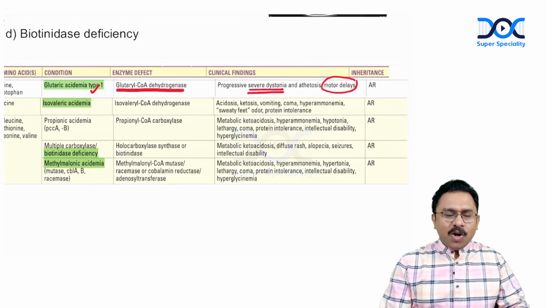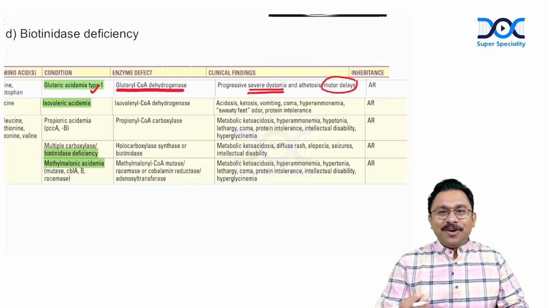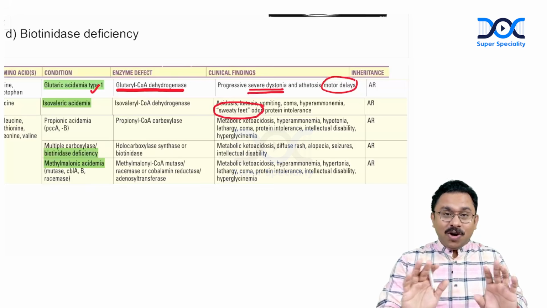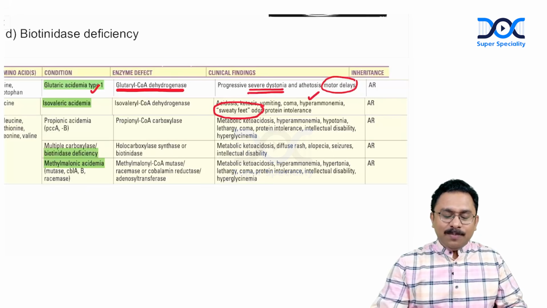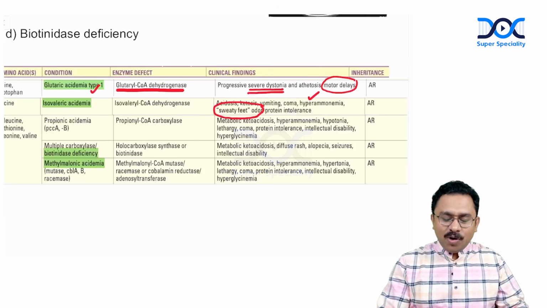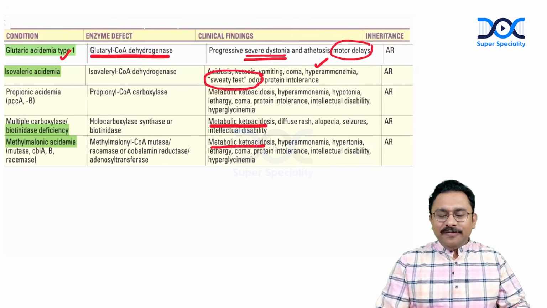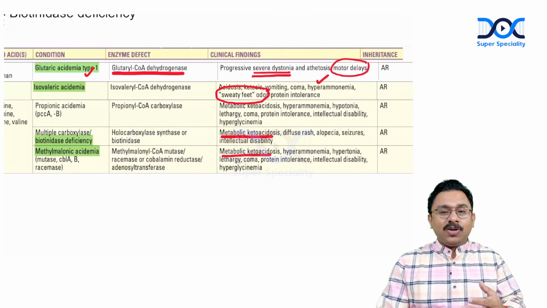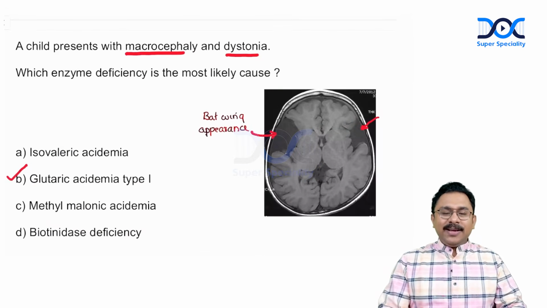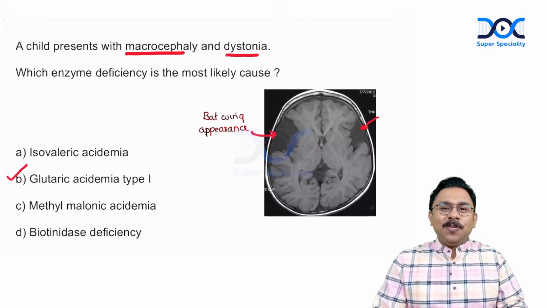The other options, isovaleric acidemia, which is often asked, and one of the key words that you should be looking for is the sweaty feet odor, not mentioned in the question, along with hyperammonemia. Biotinidase deficiency and methylmalonic acidemia all will have metabolic ketoacidosis with its own range of manifestations. And all these disorders are autosomal recessive. But for this particular question, with the clinical presentation and the batwing appearance, answer is option B.